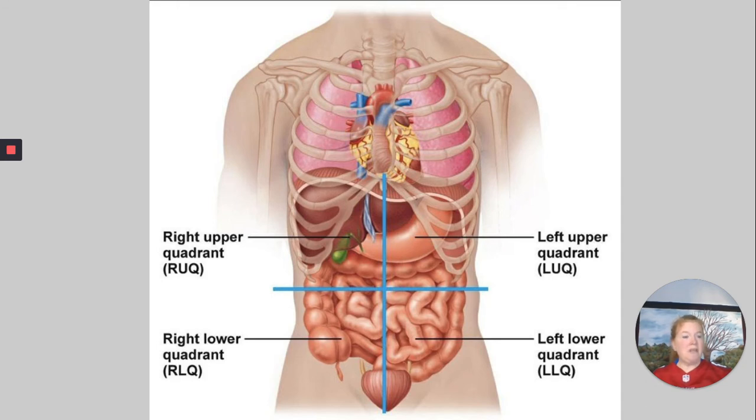Their names are not hard. Right upper quadrant, left upper quadrant, right lower quadrant, left lower quadrant. All you have to do is really remember that we're looking at a body and considering the body in anatomical position. Okay, it's not your right, it's the right of the body you're looking at.